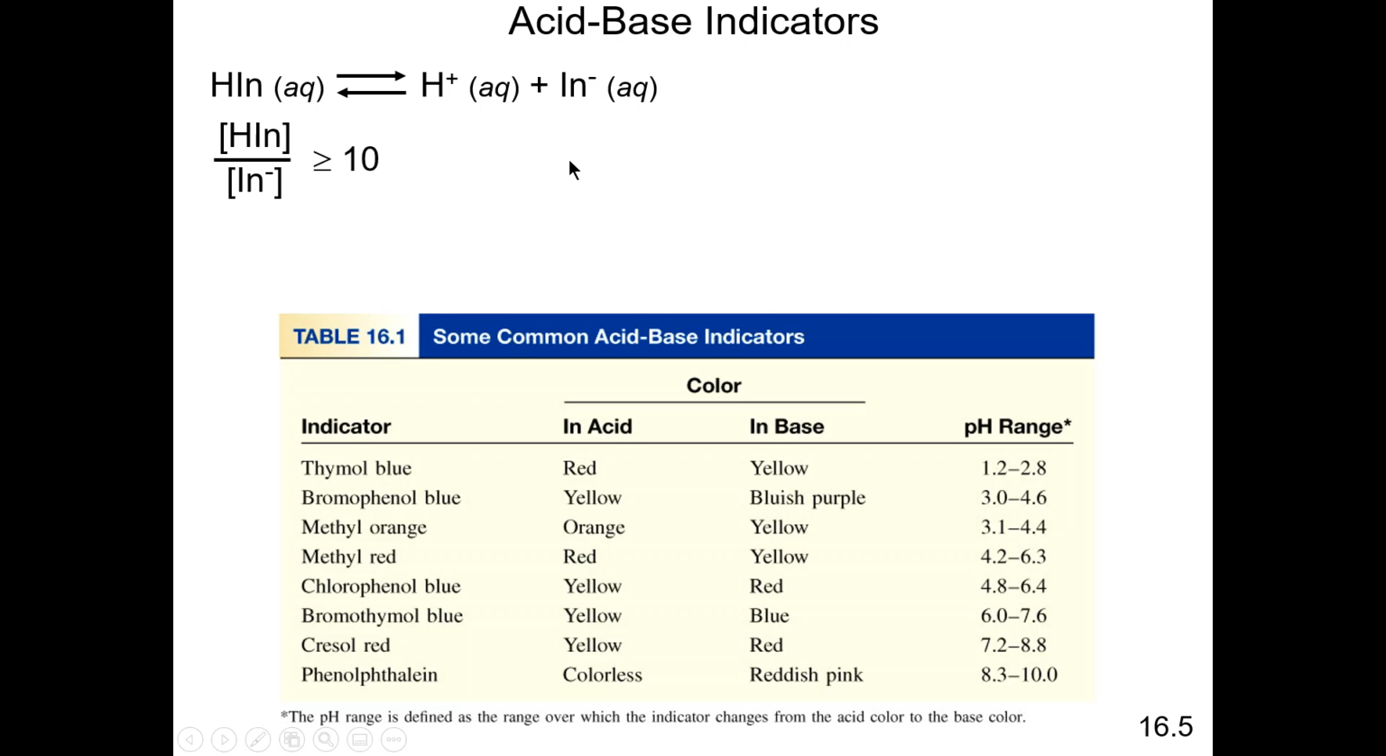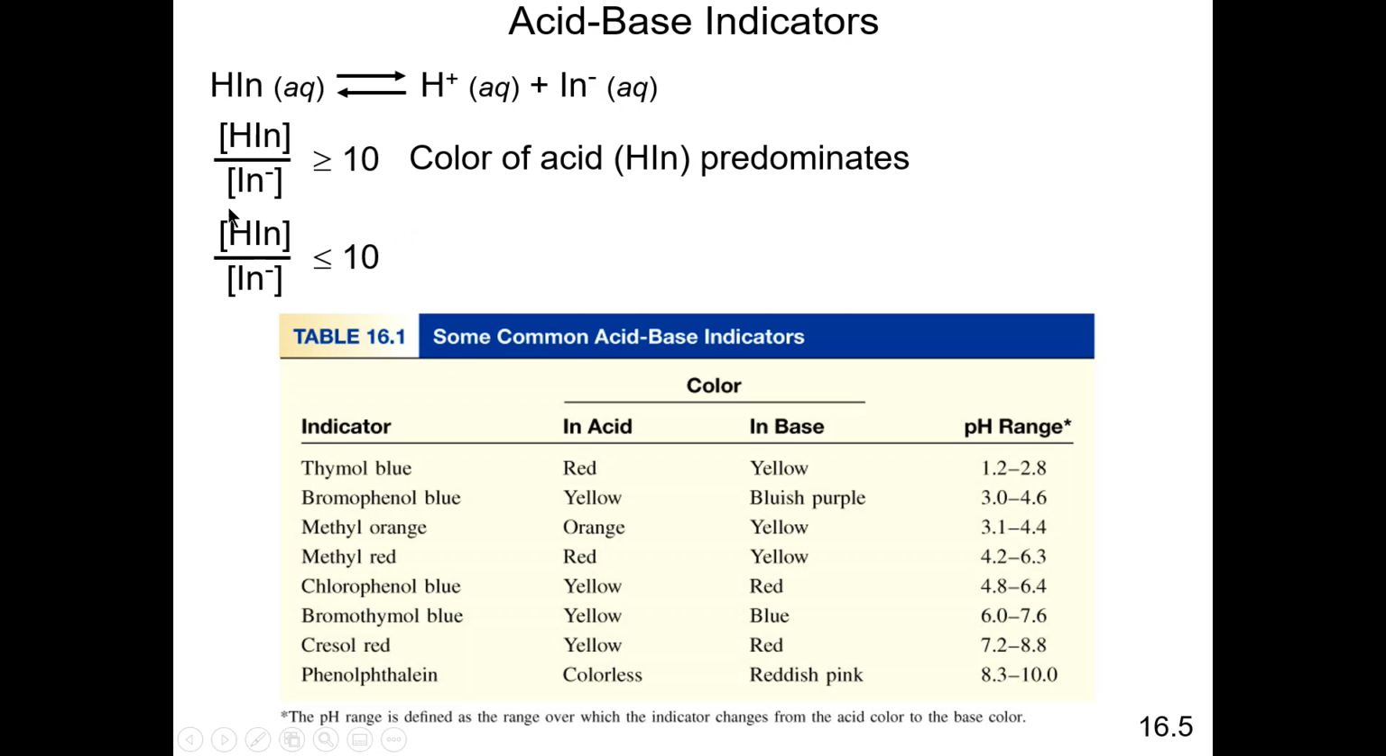Generally speaking, if the ratio of the concentration of the undissociated molecule to that of the conjugate base is greater than or equal to 10, then you'll find that the color of the undissociated acid will predominate. On the other hand, if that ratio is less than or equal to 10, then it is the color of the conjugate base that will predominate.